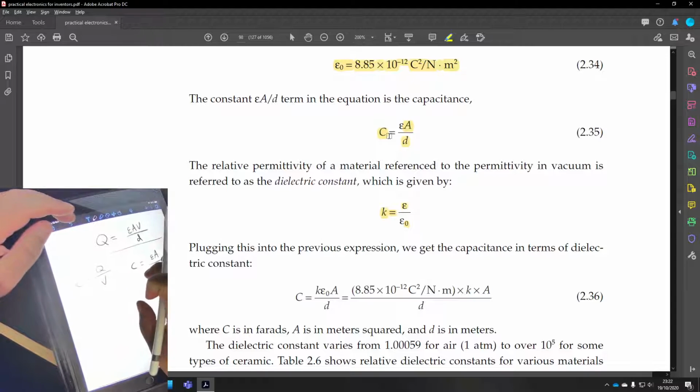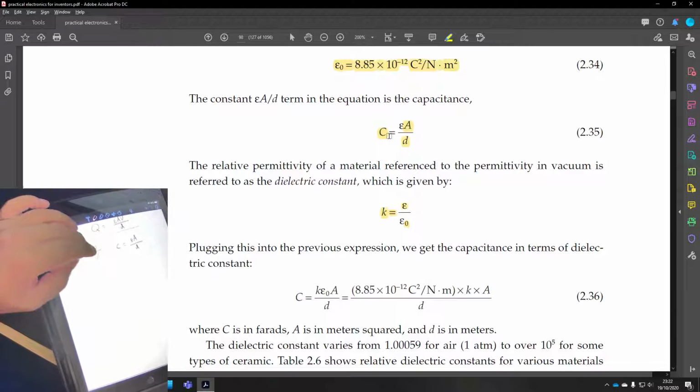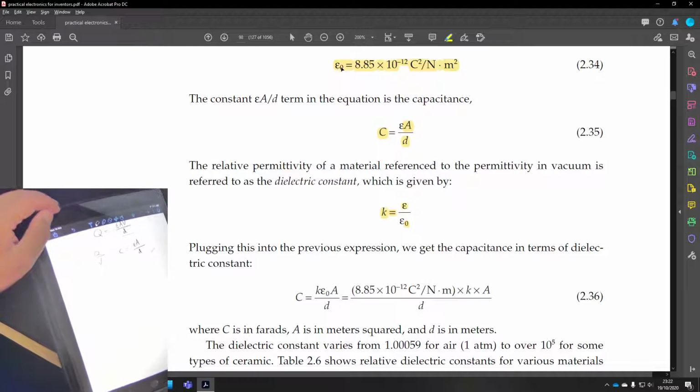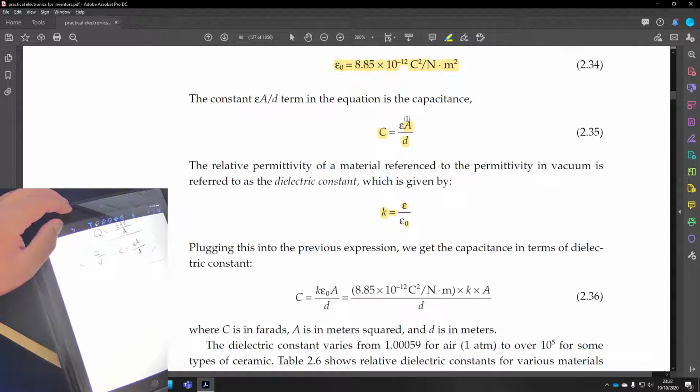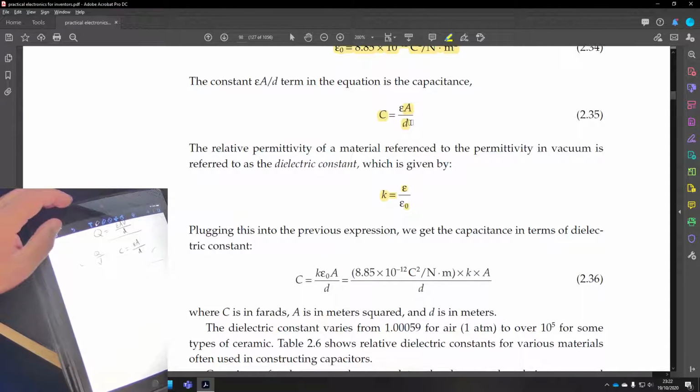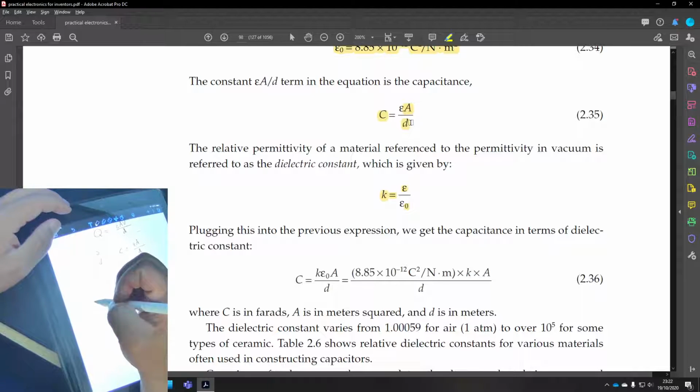So let's write this down because I'm going to need to learn that, I suppose. I'm not going to bother learning the equation for the permittivity of a vacuum. I could just Google that. Give me a break. Okay, so let's talk dielectric constant.